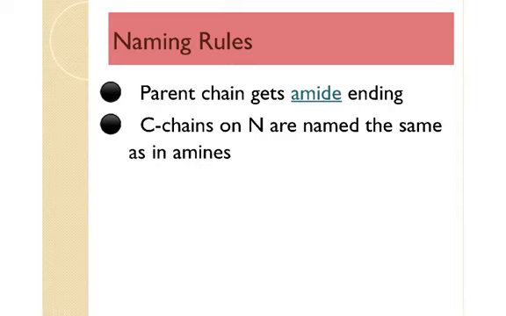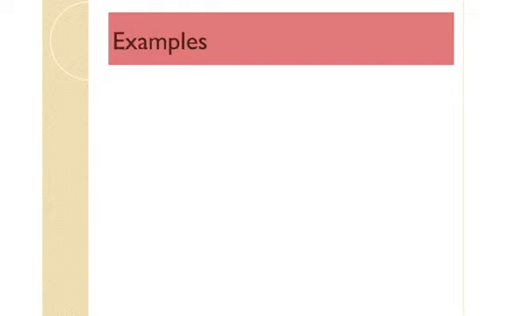The naming rules are really simple. The parent chain gets an amide ending. So we take our ane ending, we get rid of the E, we put amide on. The carbon chains on the N are named the same way as the amines, as I mentioned before. So if there's a methyl on the N, we would call it N-methyl to say that methyl is on the N. Let's do some examples.